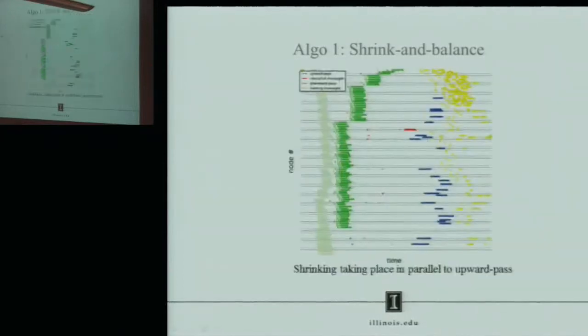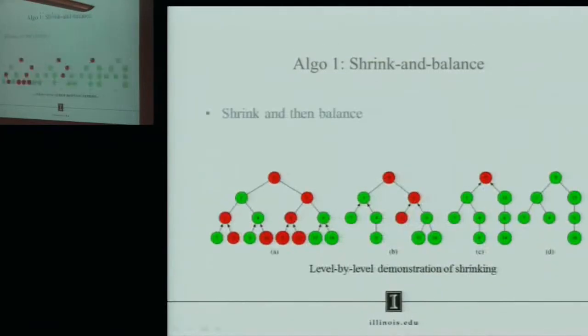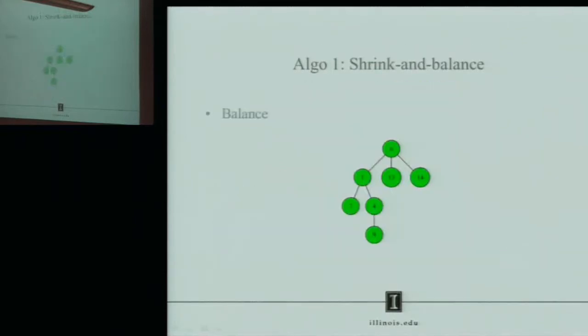Now once we have this spanning tree of just the participating processes, the task is to balance it, because it may not be balanced. To do that, the root node knows the size of the entire tree, and using that it can calculate the height of a perfectly balanced spanning tree.